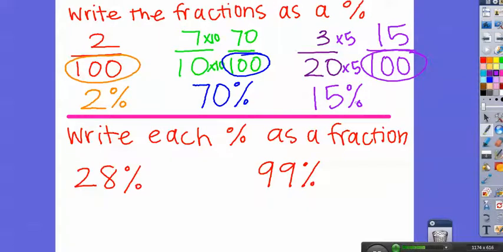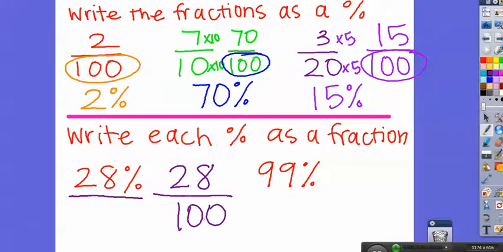What if we have a percent and we want to convert it into a fraction? Well, as we saw from above, when we had a fraction over 100, we took the numerator and put a percent sign. So for this 28%, the 28 is our numerator, and we place it over our magic number 100. And we have 28 over 100, and we can reduce that as well. We can divide both of these by 2.